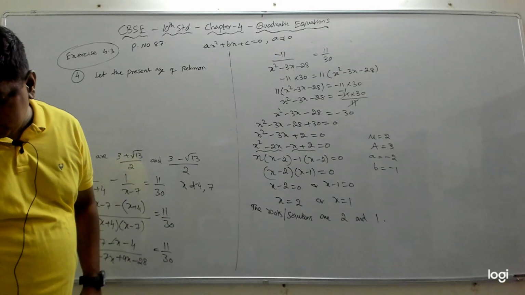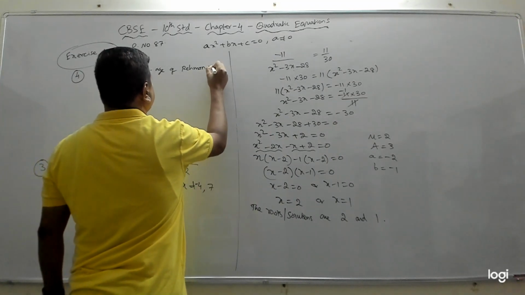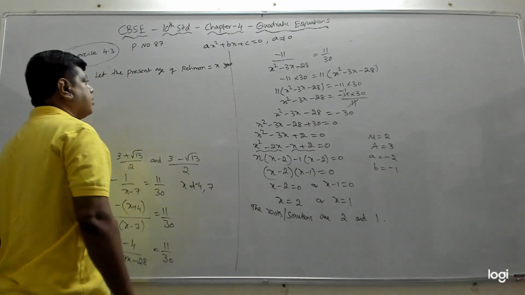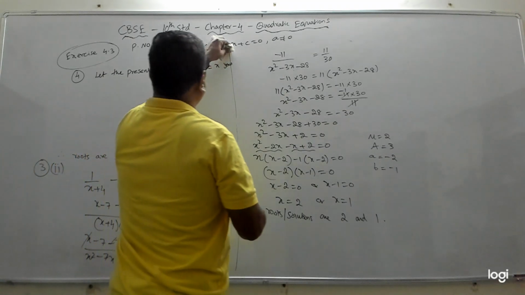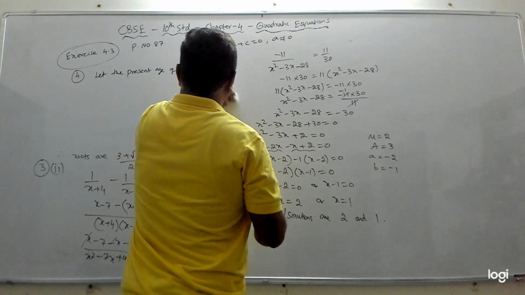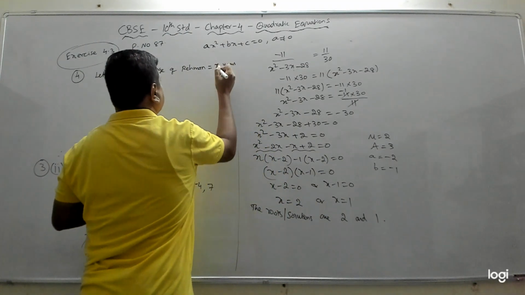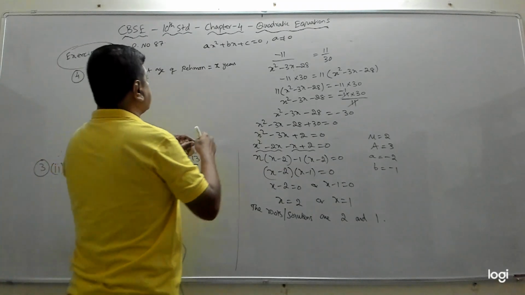Present age of Rahman is equal to X years. Fine. Present age of Rahman is X years. Now, what does the question say?